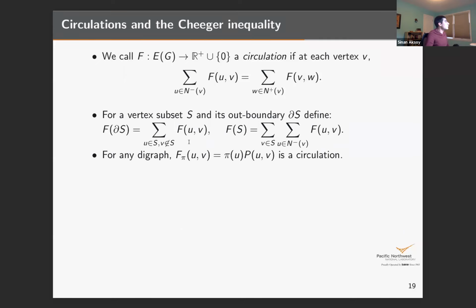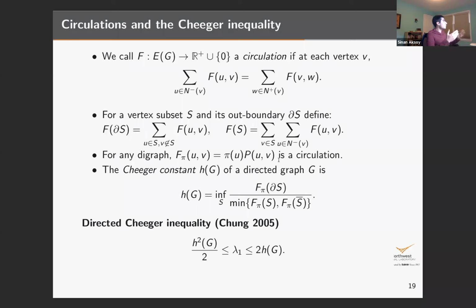So namely, it's just given by the value of pi at u times the probability of moving from u to v. And so where I'm going with all of this is to define the Cheeger constant of a directed graph, which is also called the isoperimetric number. So this is going to look at the size of the boundary of a set divided by some notion of the volume of that set, and we take whichever is smallest, either that set or the complement of that set. And so this looks at the smallest Cheeger ratio over all possible vertex subsets.